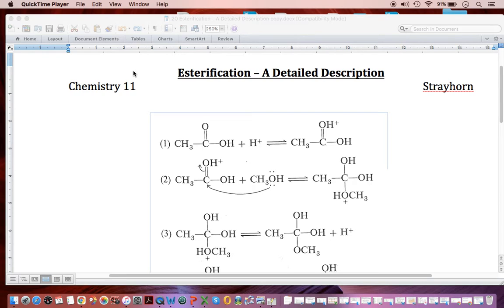Good day. As the title says, Esterification, a detailed description. This gives you an indication of just how complex esterification is, and this kind of representation of the reaction mechanism is something you would encounter in university chemistry courses.